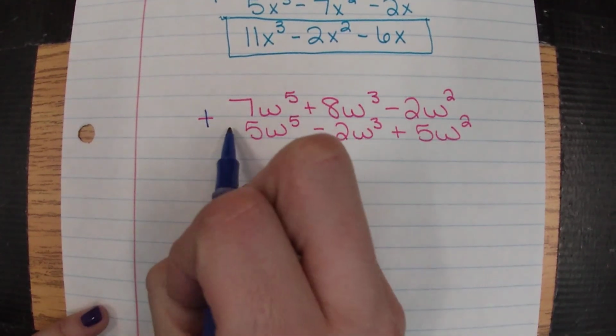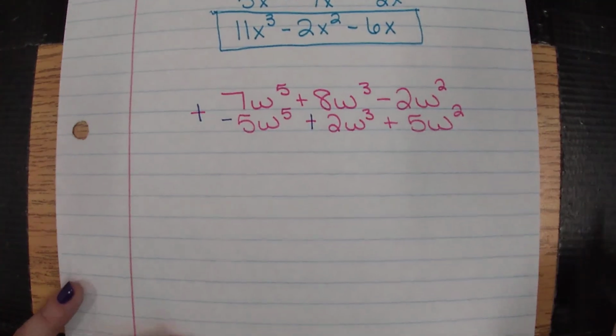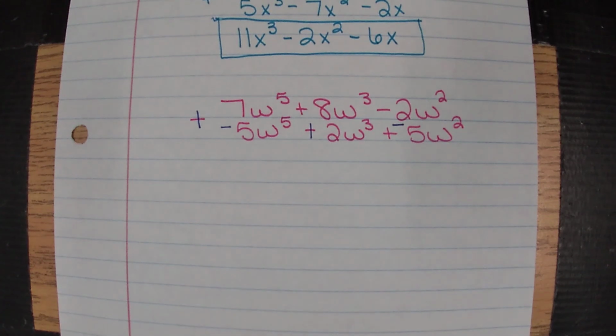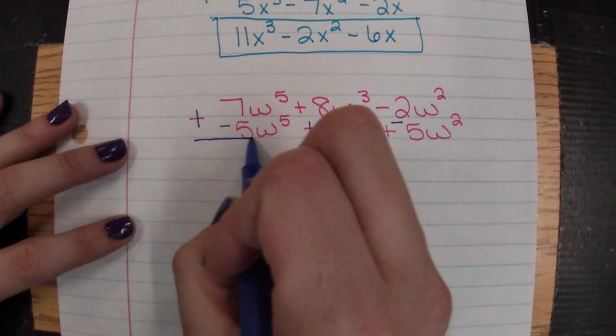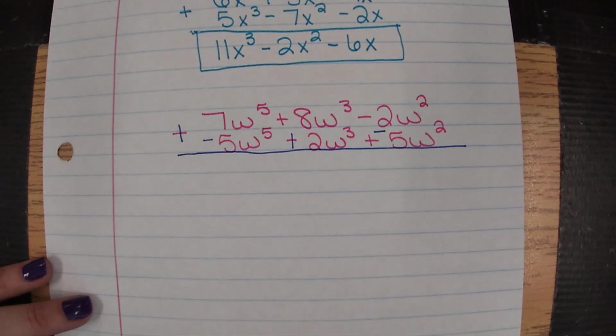So 5 times -1 is a -5. -2 times a -1 is a +2. And a +5 with a -1 is a -5. Okay, changing this into addition is going to make things so much easier. There's so many less errors when we're dealing with addition than when we are dealing with subtraction.